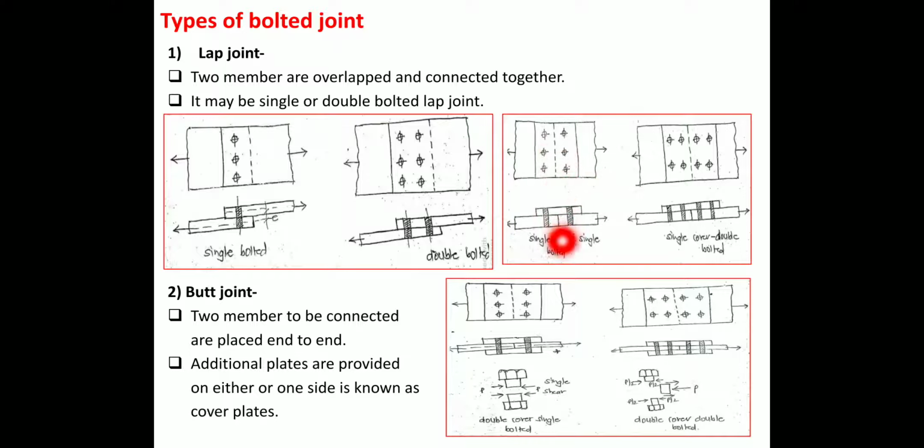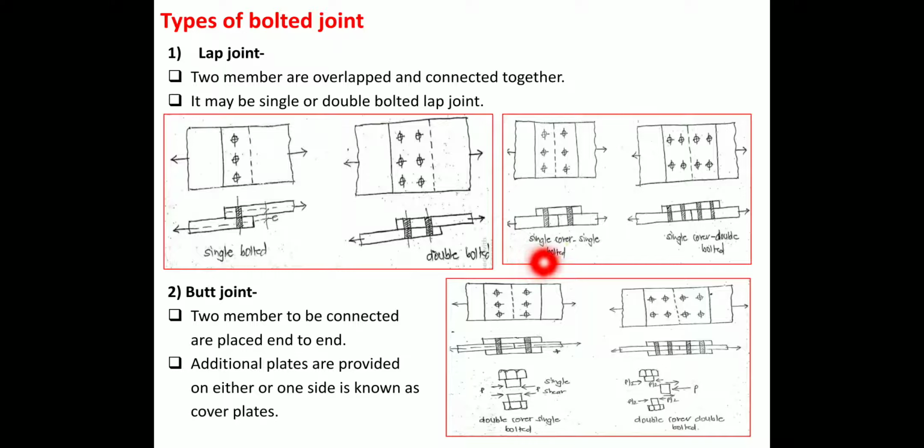end to end. If you see the side view, the first plate connection is placed end to end or face to face, and is joined by the cover plate, and here the bolted connection is made like this. So this assembly is called a butt joint assembly. Butt joint is nothing but placing the members face to face or end to end, and lap joint is nothing but placing the members in an overlap position.